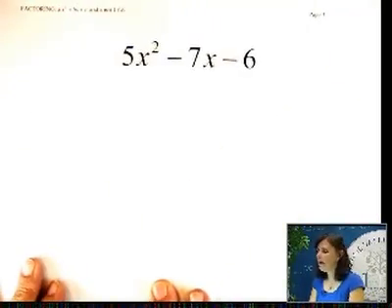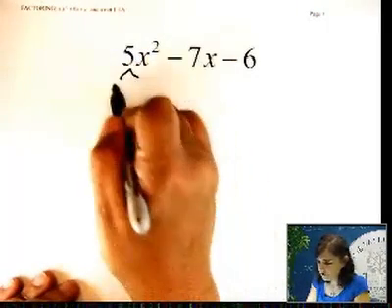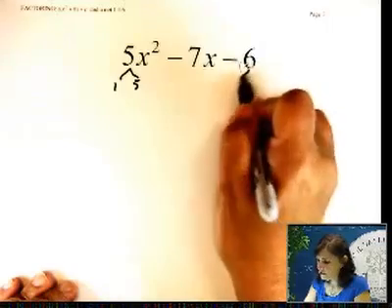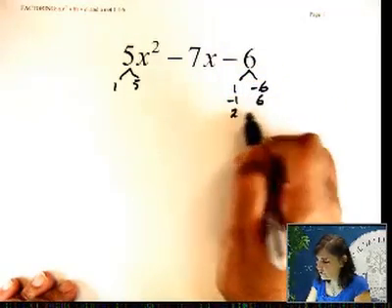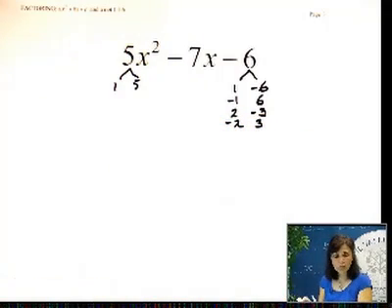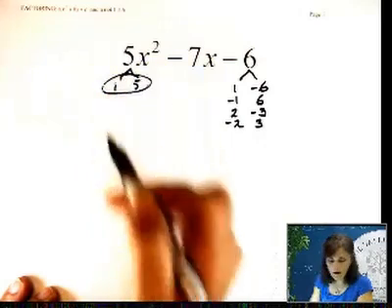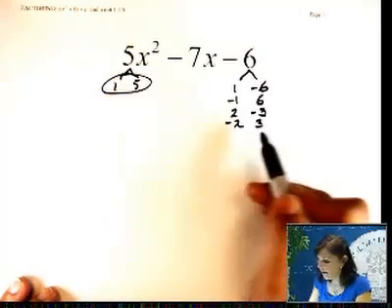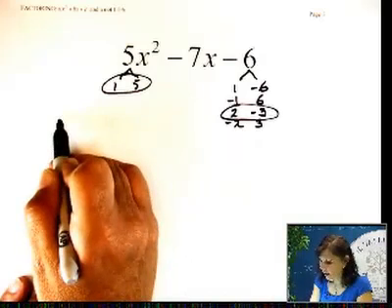What happens when I have negatives? Then I have to start paying attention to the negatives. So let's do that. This is going to be 1 and 5. This can be 1 and negative 6, negative 1 and 6, 2 and negative 3, negative 2 and 3. Well, I don't know which one it is, so I try them out. Let's just pick one.